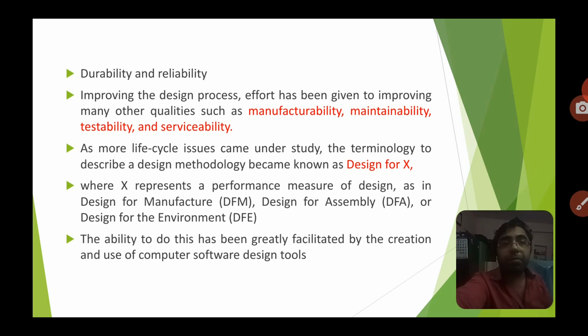Okay, and now improving the design process, manufacturability, maintainability, testability and serviceability should be given. So that means we have to improve our design process. When we are going to design a new product, we have to give some input for better manufacturability, maintainability, testability and serviceability. So our design should be good for the manufacturer.